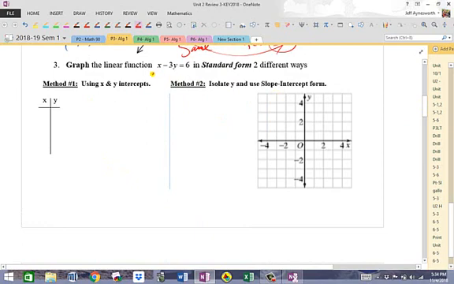All right, now this is standard form. This is ax plus by equals c. This is called standard form. There's 2 ways to do it. When it's not specified what way you are to graph it, then it's obviously up to you, but I'm going to do it 2 different ways.